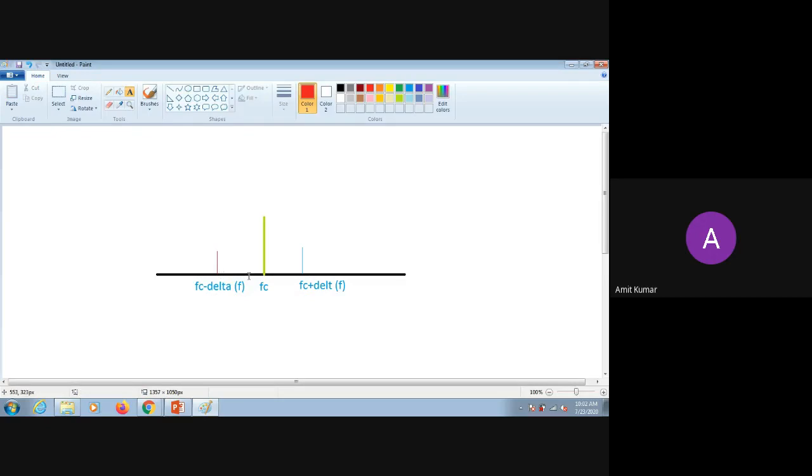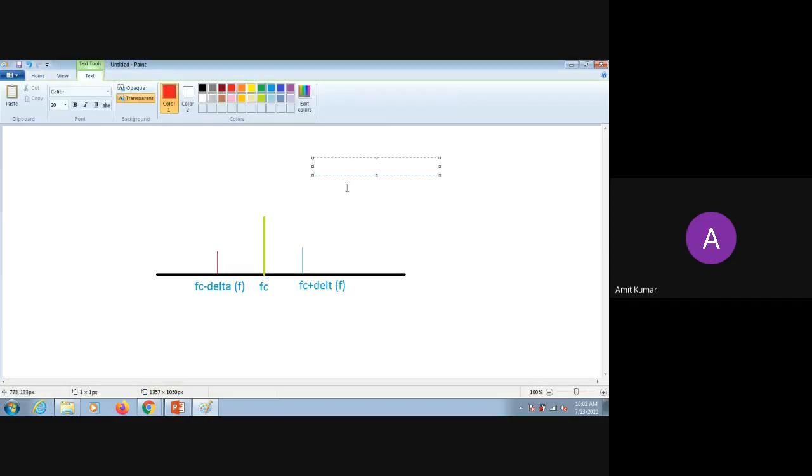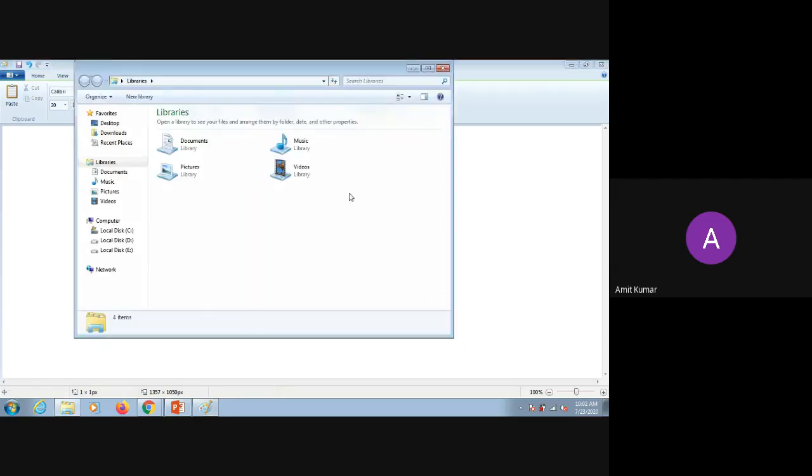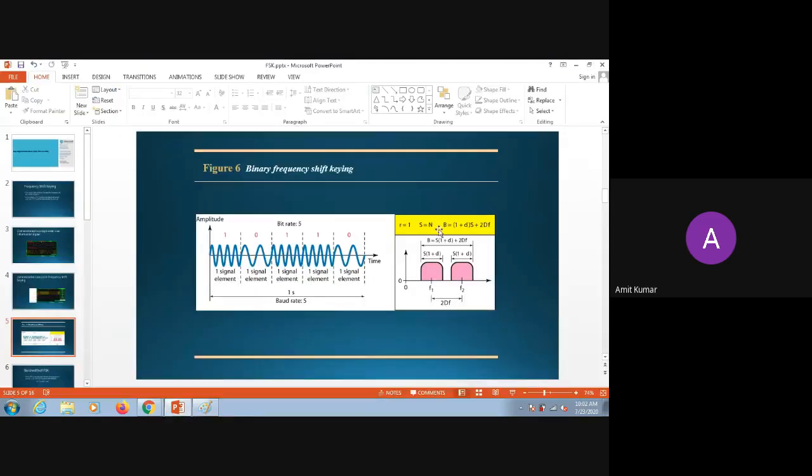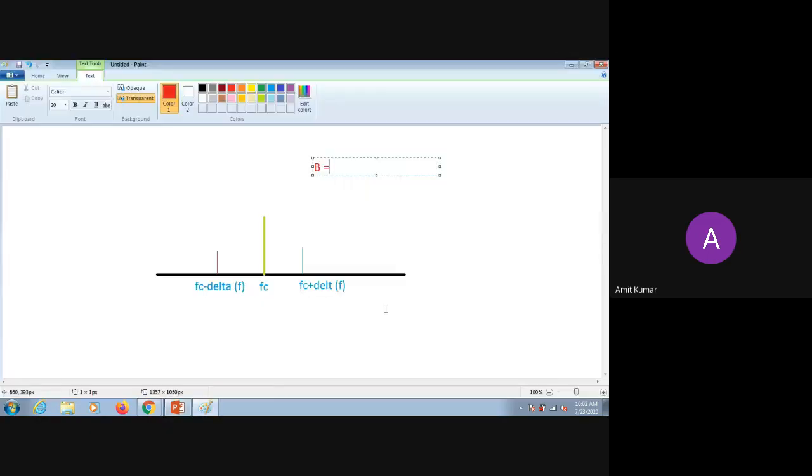So now I want to calculate the bandwidth. Fc plus delta F and Fc minus delta F, both are ASK signals. The bandwidth of an ASK signal we have already seen. The bandwidth of an ASK signal is given by 1 plus D multiplied by S, where S is your baud rate and D is your modulation index. D will always be in the range of 0 to 1.